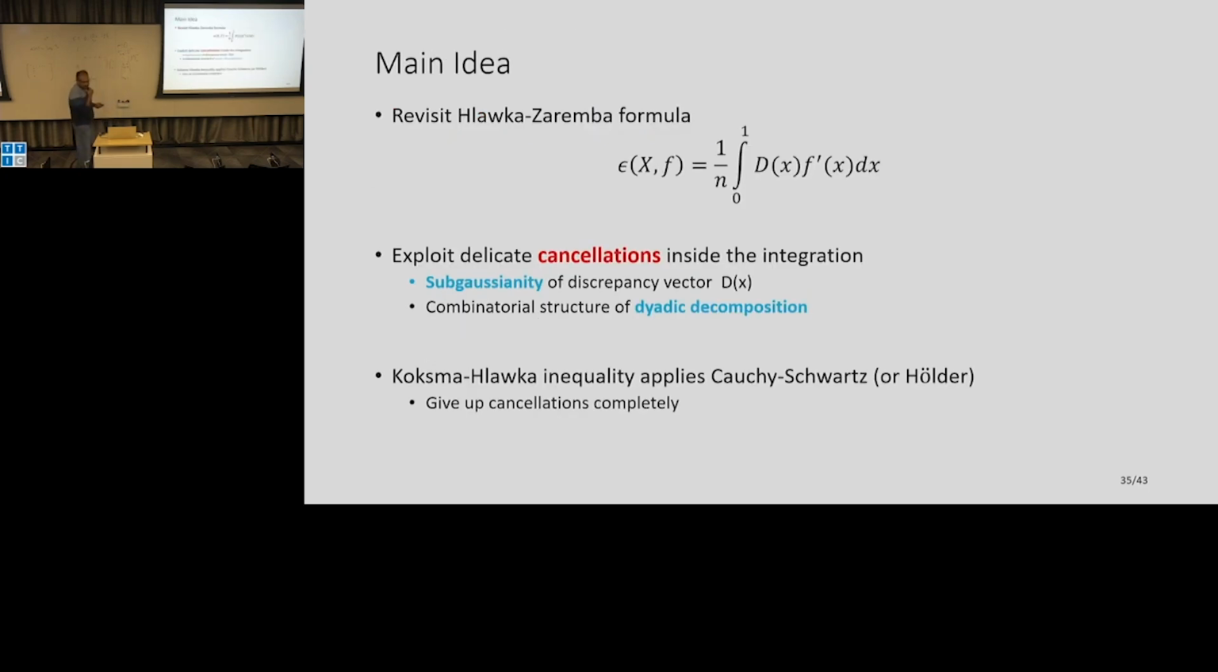So here is our idea. Instead of working with this Koksma-Hlawka, which applies Cauchy-Schwarz, you go back to the Hlawka-Zaremba formula, which is the exact formula for the error, and we'll exploit some kind of cancellations inside this using the sub-Gaussianity. And notice, this is completely lost if you just apply Cauchy-Schwarz. You completely lose that information, bounding by L2 norms. So that's really the new idea at a high level.